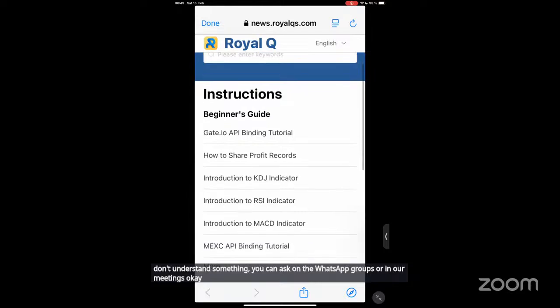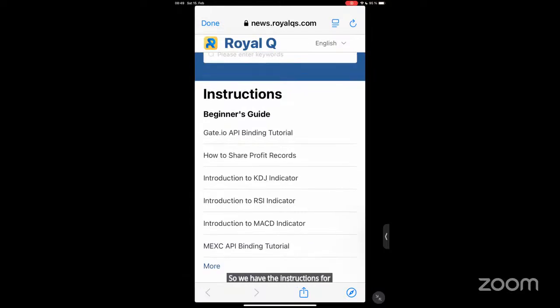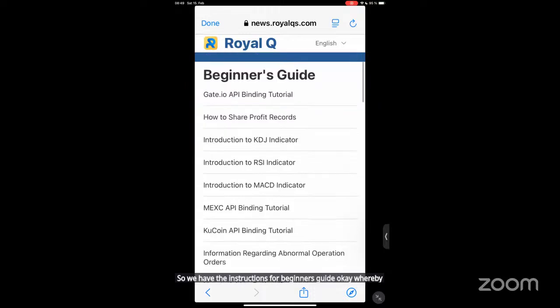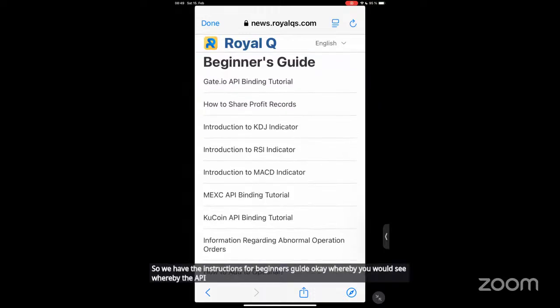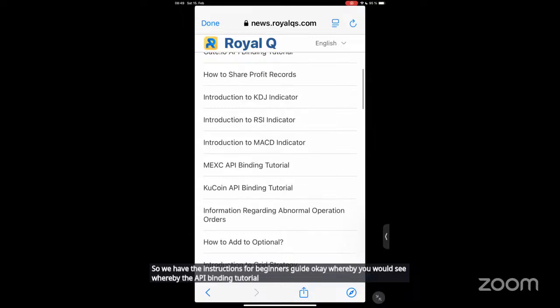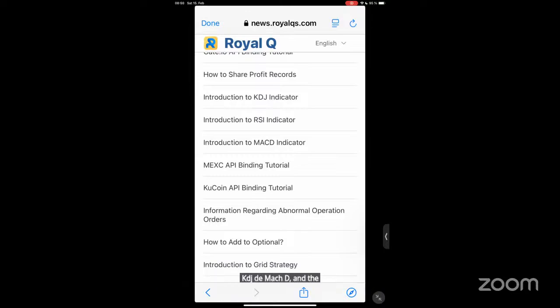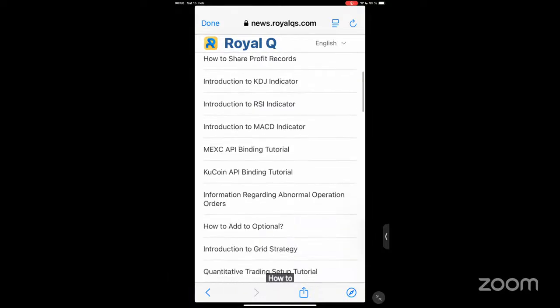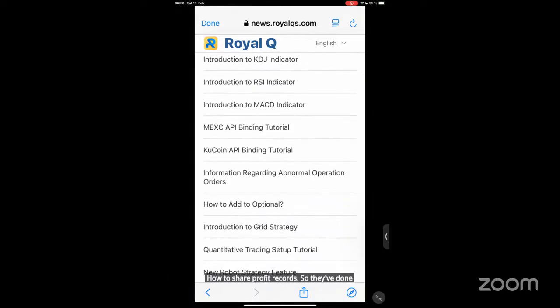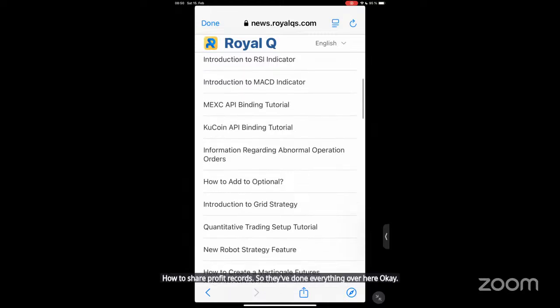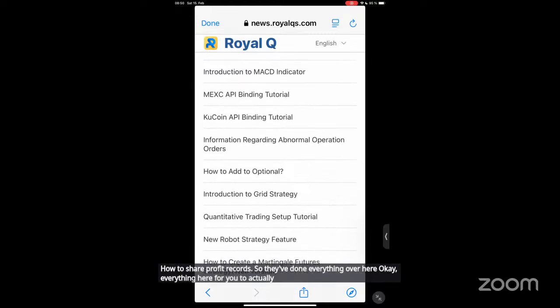So we have the instructions for beginner's guide, whereby you would see the API binding tutorial. You also see the introduction to the three major indicators Royalq gives us to be able to trade. We have the KDJ, the MACD, and the RSI. If you want to know more about it, just come here and tap on it. How to share profit records. They've done everything over here, for you to actually see.